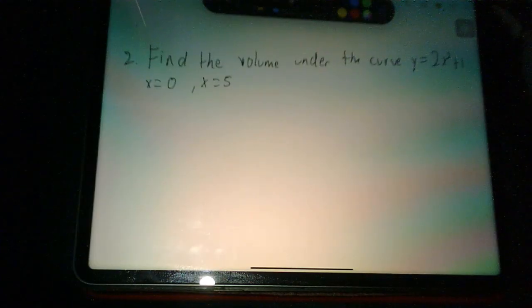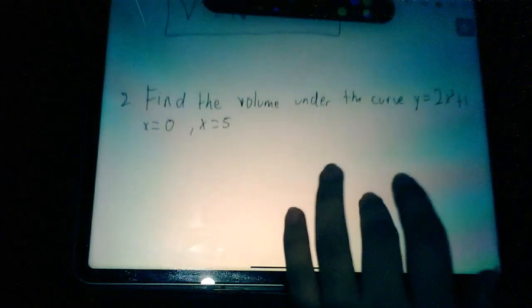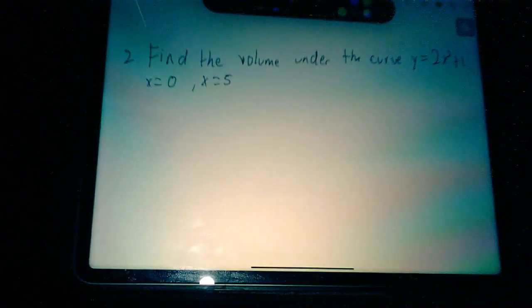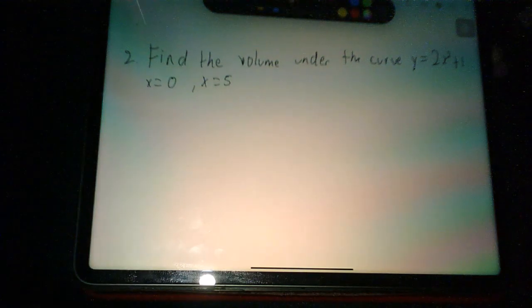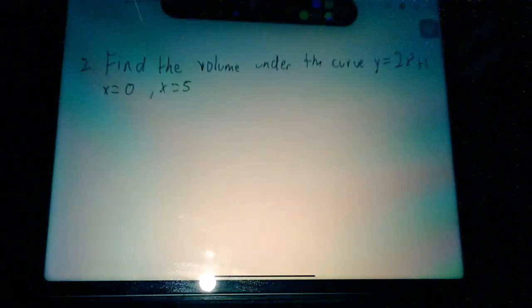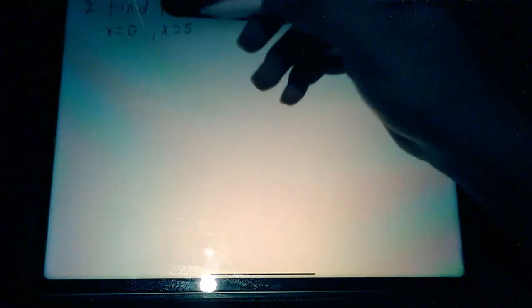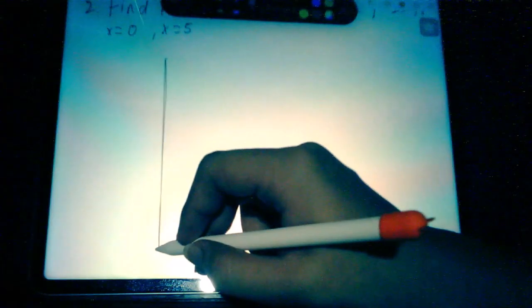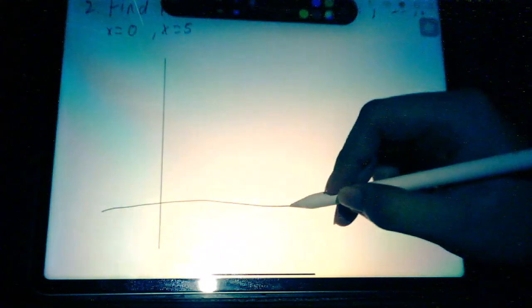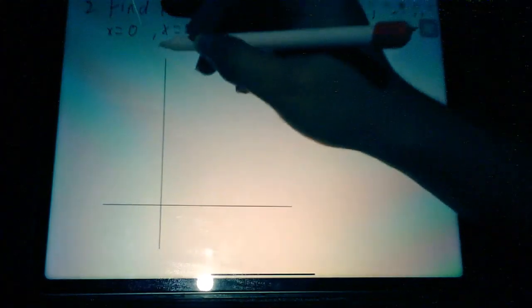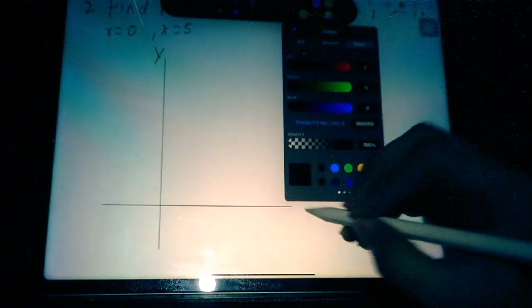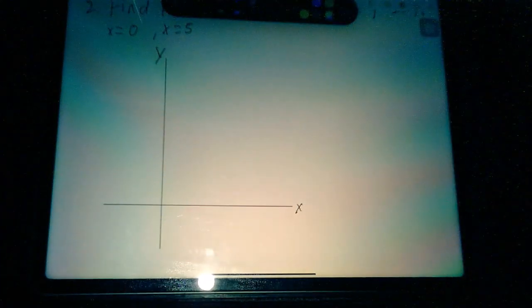So now this is our example number 2 under the shell method. Find the volume under the curve y equals 2x squared plus 1 from x equals 0 to x equals 5. So first we need to illustrate it here. Guys, illustration is very important in order for you to know what you need to process.